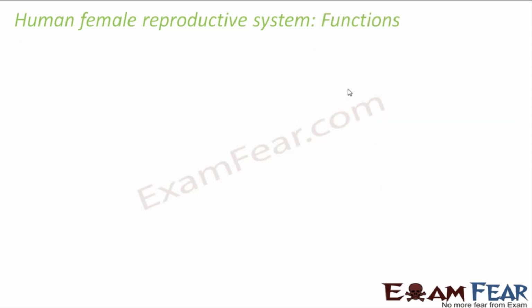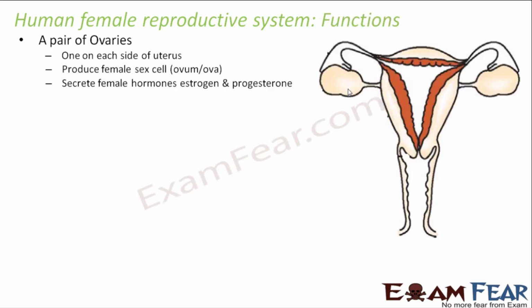Now let us look at the function of each part. So let us first talk about the most important part, that is the ovaries. There are two ovaries, one on each side of the uterus. By now you know where the uterus is located, right? So this is the uterus. On each side of the uterus you have one ovary. So what is the purpose of the ovary? They produce the female sex cell. The female sex cell is known as ovum, whose plural is ova. Sometimes it is also known as egg cell. So ovum or egg.